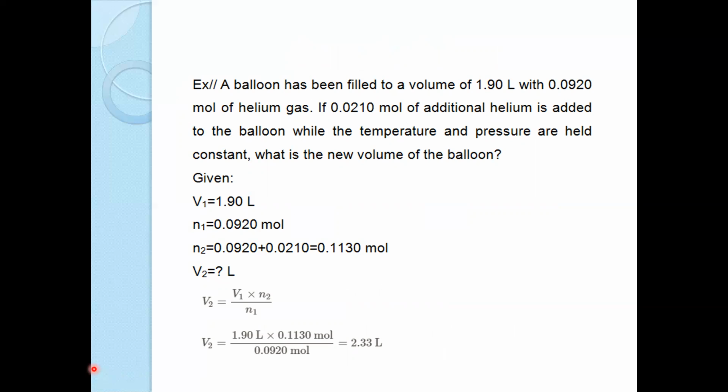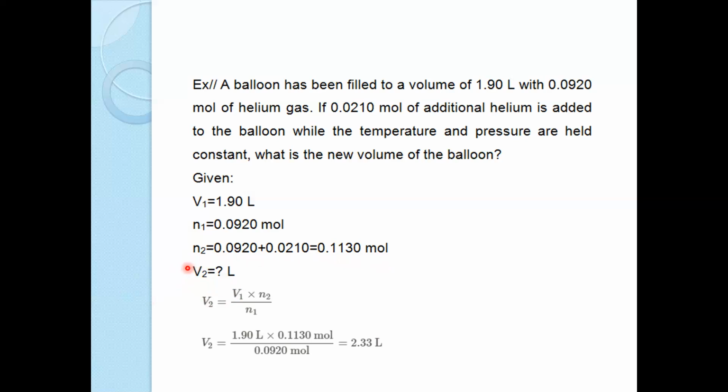So again, we have to list the known quantities and plan the problem. The given information we already know: initial volume equals 1.9 liters. The initial number of moles equals 0.092 mole. And the final number of moles equals the initial plus the additional helium, so 0.0920 plus 0.021 equals 0.113 mole. What we want to find is the final volume.